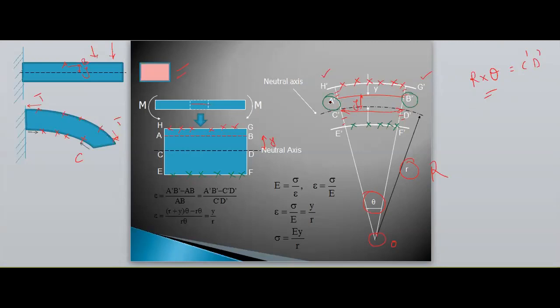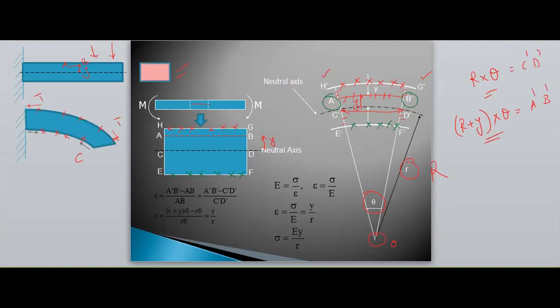Similarly, we are concentrated on this layer. Therefore, what is the radius of this layer now? The radius of the layer is R plus Y. Into theta gives the A dash and B dash chord length.